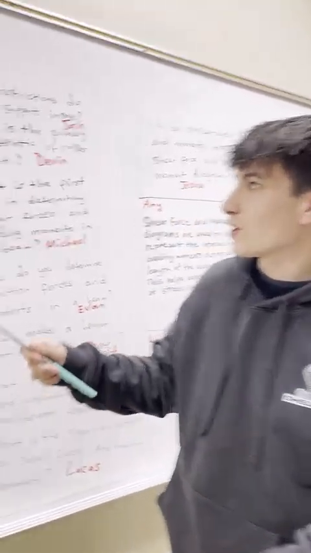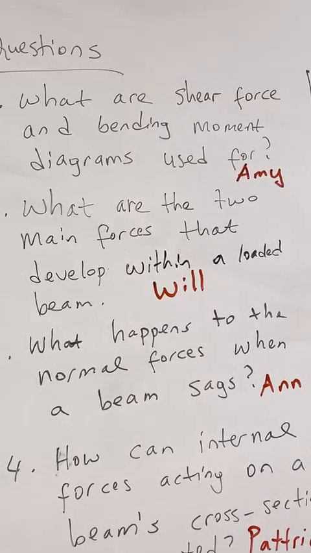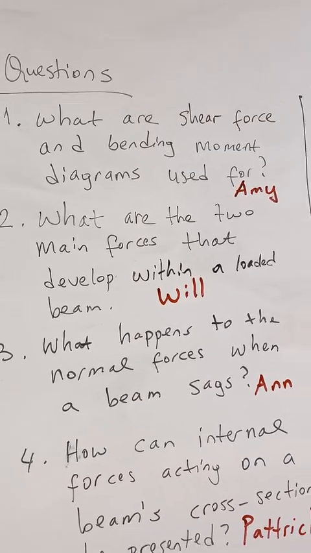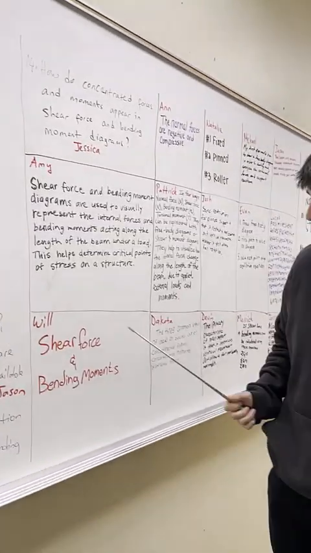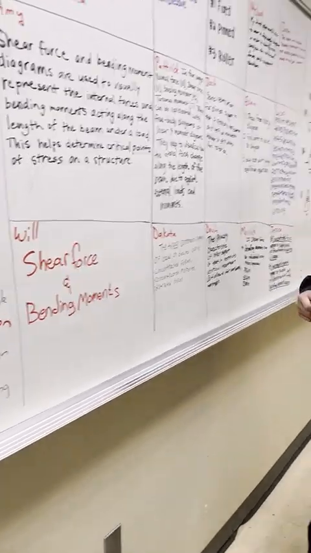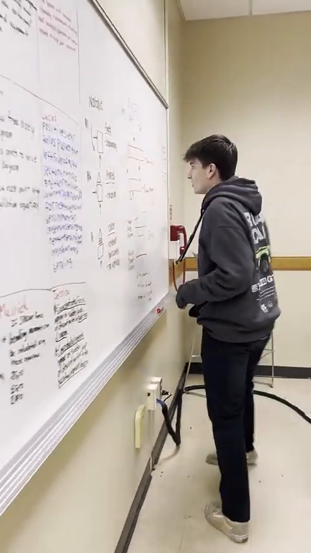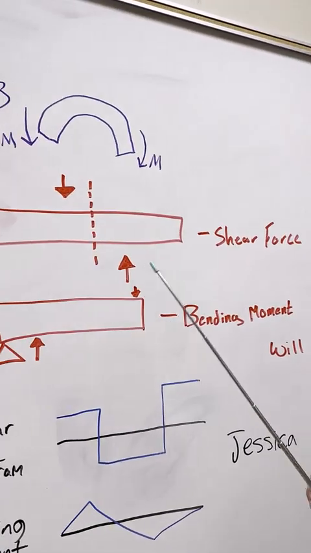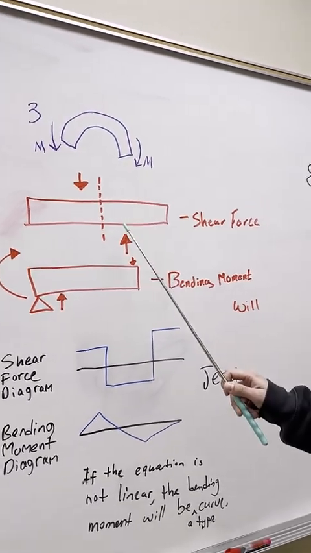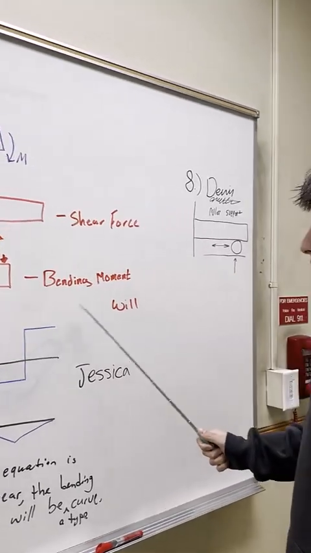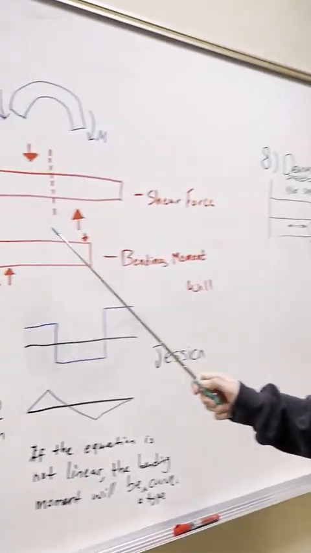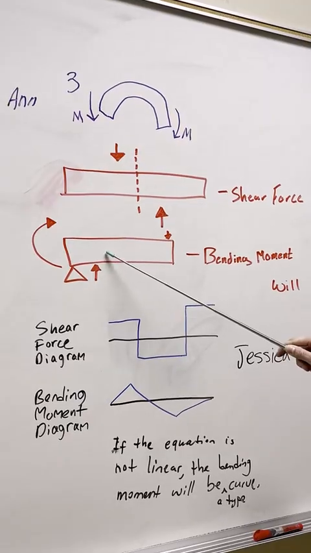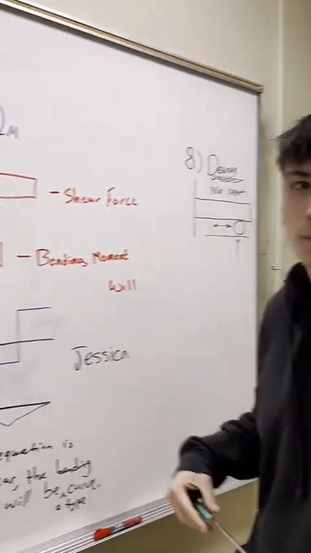Thank you, Amy. Hi, I'm Will. My question was, what are the two forces that develop within a loaded beam? The two forces are shear force and bending moments, and I've also drawn a diagram to represent each. A shear force is two forces that basically slide against each other in a beam, while the bending moment is a rotational force that deflects in the middle of the beam, therefore bending it.